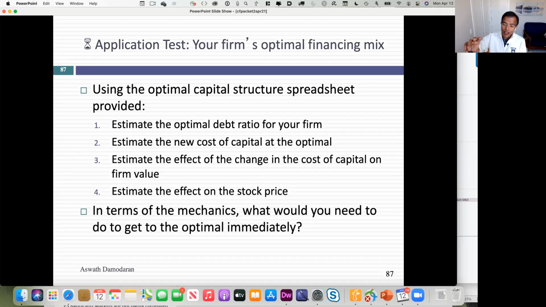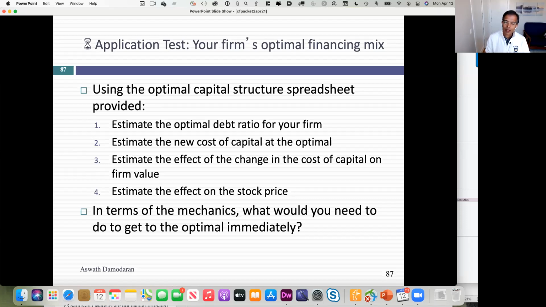Let me emphasize that again. I'll do the number crunching part. But when you look at your company and you say, why is my company's optimal X%? I want you to think about, is it the tax rate? Is it the cash flows? So whatever the number is, I want you to think of the intuitive basis for that optimal.